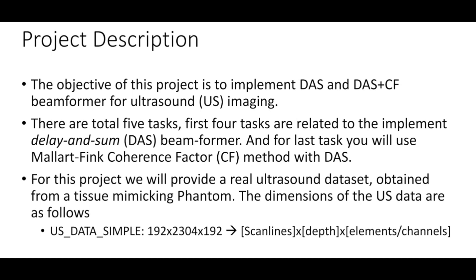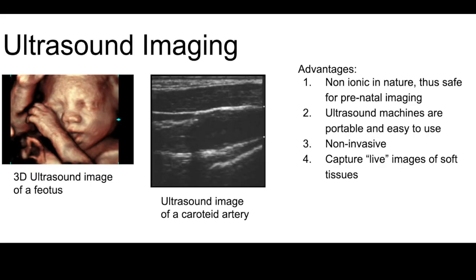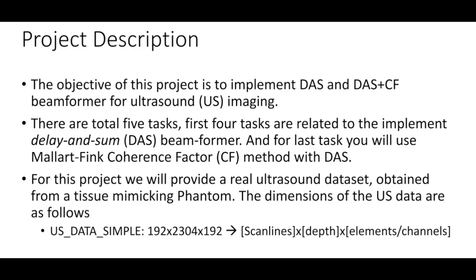The dataset we have used is obtained from a tissue-mimicking phantom and has the following dimensions: 192 channels, 2,304 depth samples, and 192 scan lines. We will compare the delay and sum, or DAS, and the delay and sum plus Mallart-Fink coherence factor, or DAS plus CF, imaging methods on the same phantom.